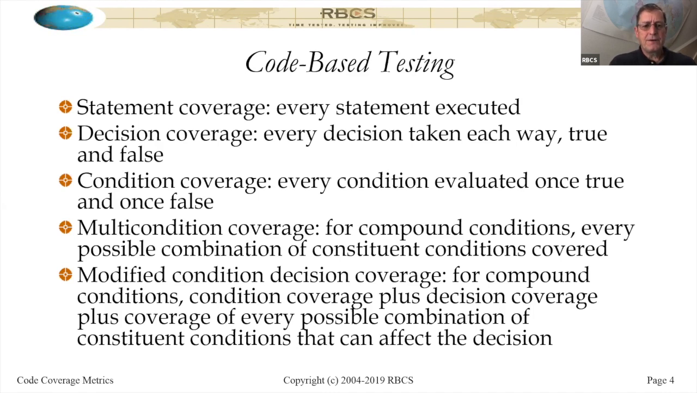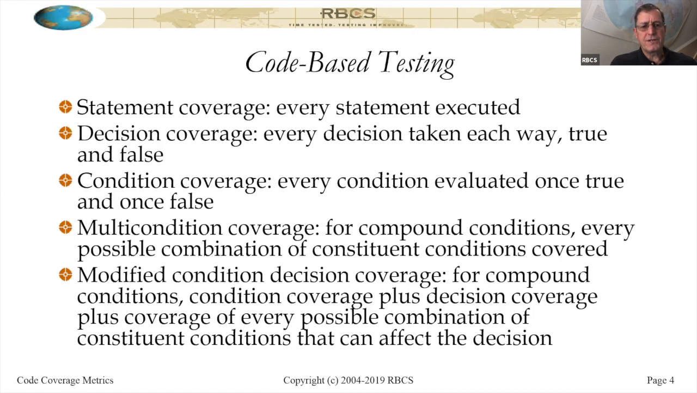Now, if we have compound conditions, like if A greater than 0 and B less than 0, then each of those conditions can be true or false. So multi-condition coverage is we want to make sure that we've covered every possible combination of constituent conditions. So in the example I just gave, that would be true-true, true-false, false-true, false-false. So there'd be 4. Now, as you can see, with multi-condition coverage, the number of tests necessary to achieve it would double every time you added a condition, and that gets to be kind of painful.